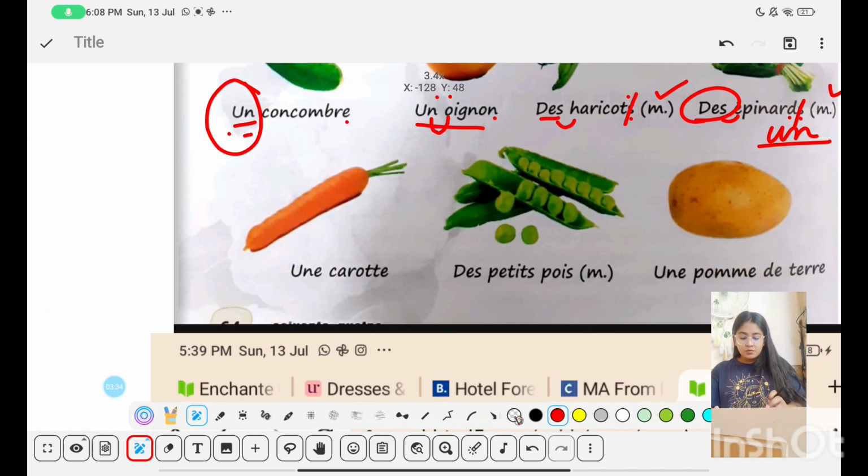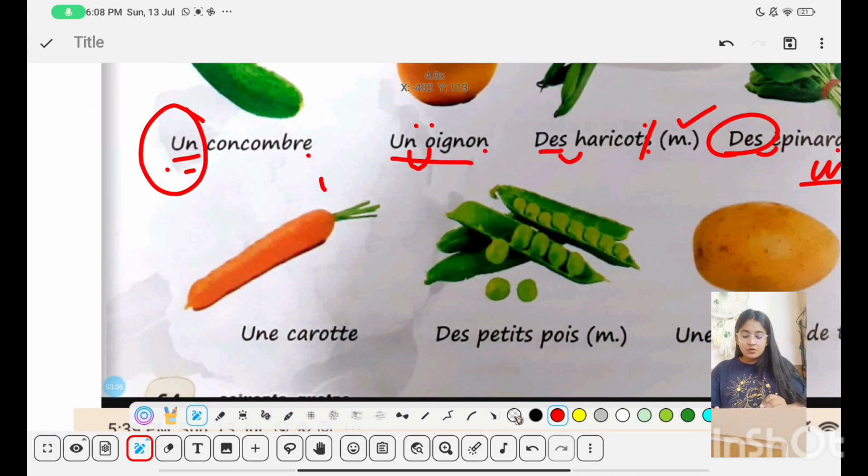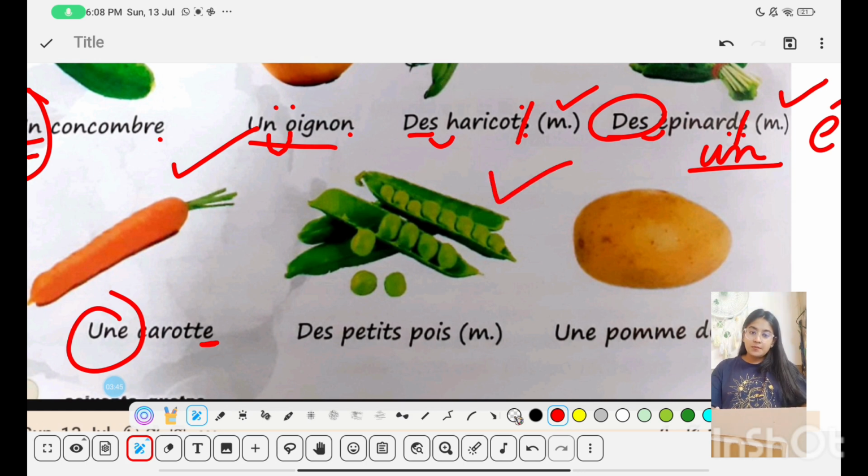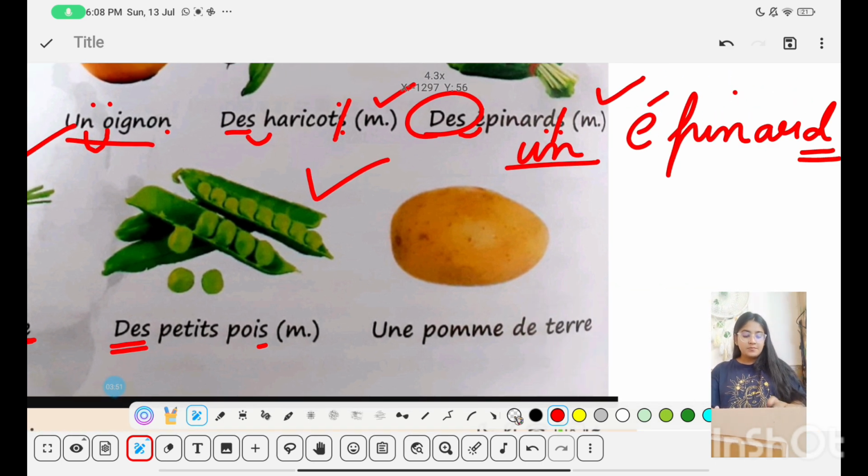Okay, moving on to une carotte. A carrot ending with e, that is why article will be une, feminine. Again, des petits pois ending with s, so the article will be des. Okay, une pomme de terre. Une pomme de terre ending with e, that is why article is une. Une pomme de terre, a potato. Okay.